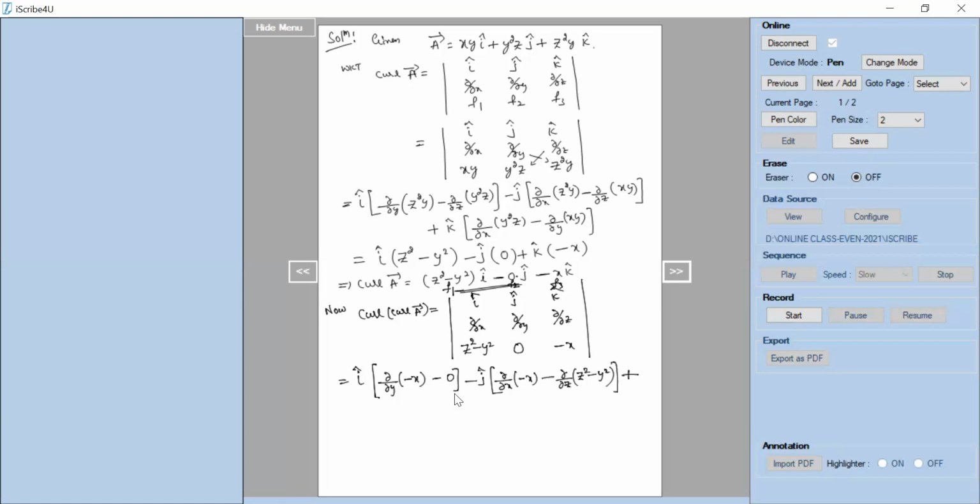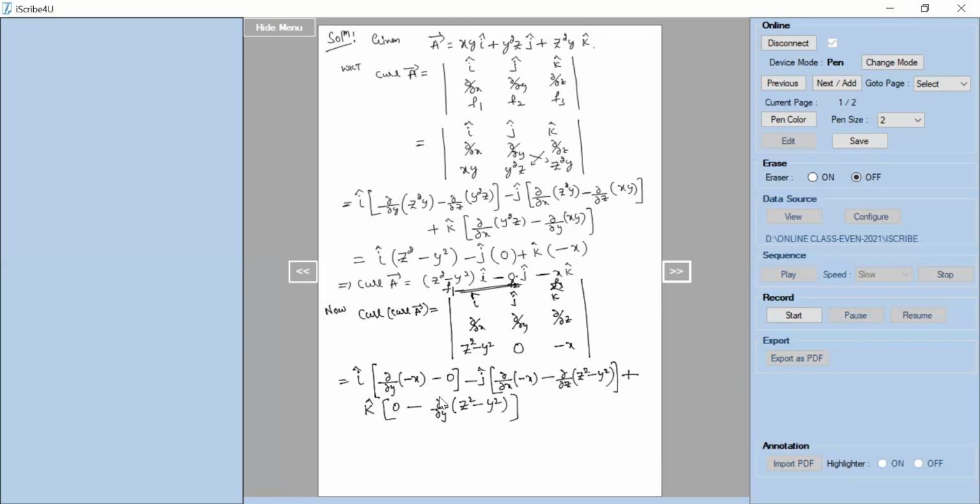And the last term is k cap into, leave this column, leave this row, a product of these two. So 0 into this one becomes 0, minus dou by dou y of z square minus y square. So this is the expansion of the determinant. Now if you find the partial derivatives and simplify, we are going to get the curl of this.